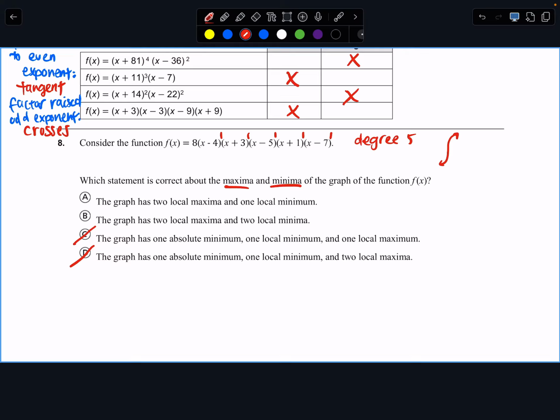So now I have to figure out how many of each of these locals I have. That's when I have to graph this, okay? Now, you can do one of two things. You could graph this or use that interval test, where you find the intervals. Just graph it and adjust your window so you can see the turning points.